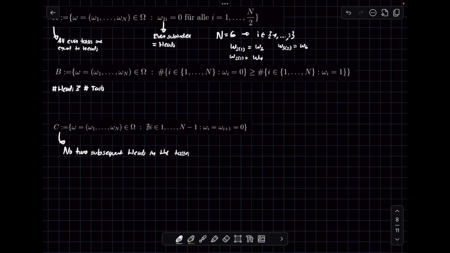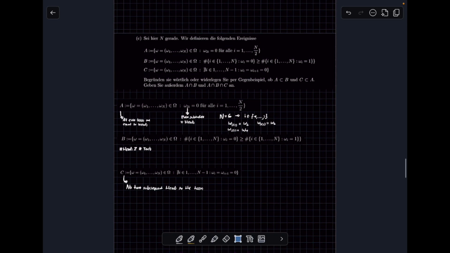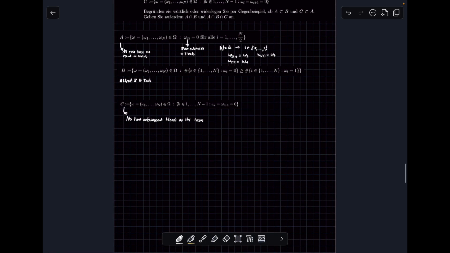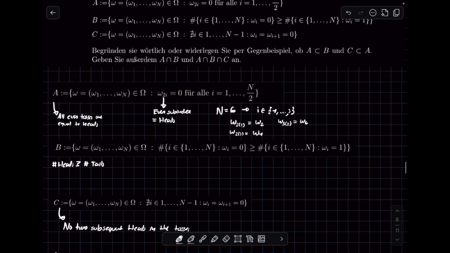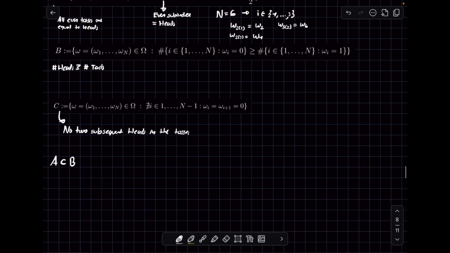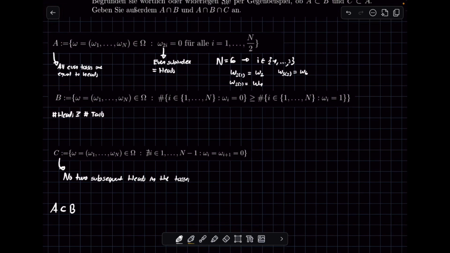So let's check first if A is going to be a subset of B. In this case, it's quite obvious that it is. Why? Because imagine, we have even tosses, right? We have always even tosses. When we have even tosses, it is going to be equal to heads. And because we have an even number of tosses, we will always have at least the same amount of heads as we have tails. Therefore, this holds also.